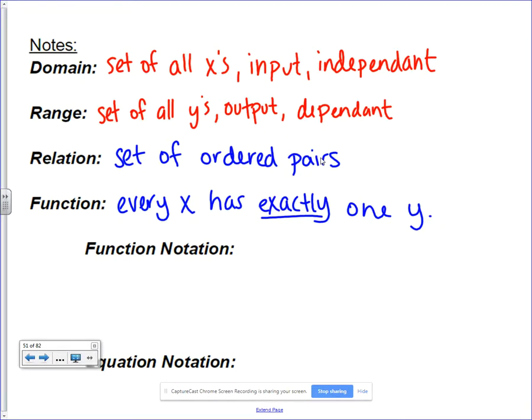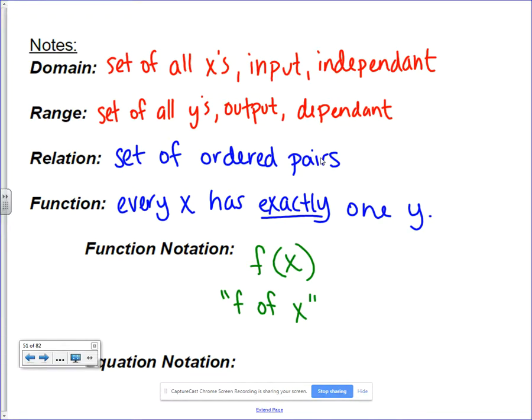Now, this is going to look really silly to you when I put it up here. You're going to have no idea what it means, but I promise I'll explain it to you. Are you ready? Okay, function notation. Folks, what letter does the word function start with? F. So if I'm going to use what's called function notation, it looks like this. This is read f of x. That's how you read that. F of x.